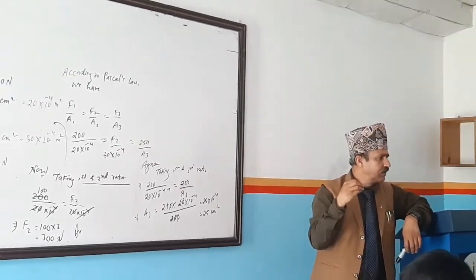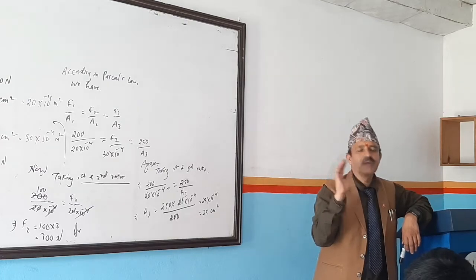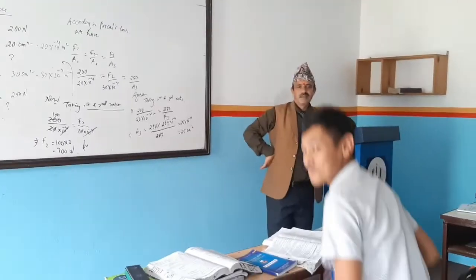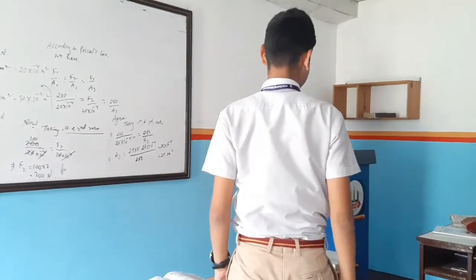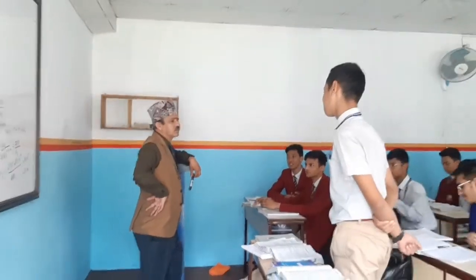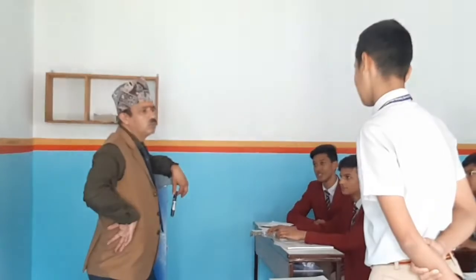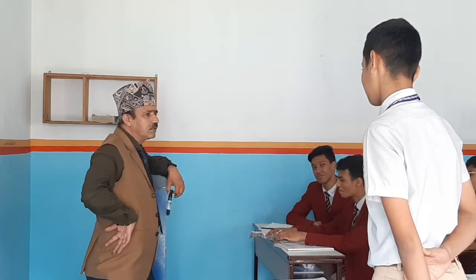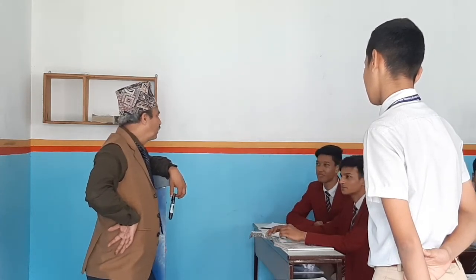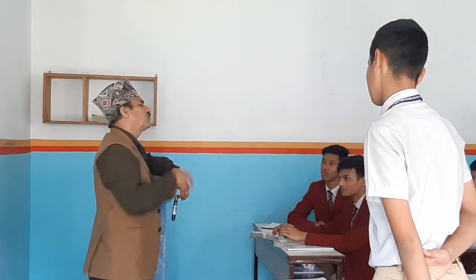In this present scenario, these students do not know even the table of 13. Do you know the 13 table? Shall I ask? Okay, Pujan, tell the 13 table. 13 twos are 26, 13 threes are 39, 13 fours are 52, 13 fives are 65, 13 sixes are 78, 13 sevens are 91, 13 eights are 104, 13 nines are 117, 13 tens are 130. This table you have to remember.